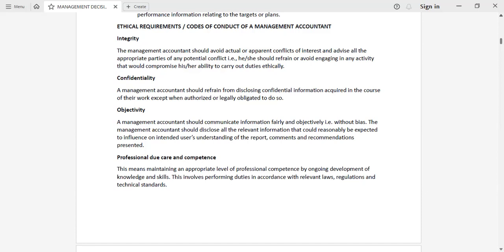Then the third one, we can look at objectivity. Objectivity is more of being fair, not being biased. The biasness is not there. So we are saying that a management accountant should communicate information fairly and objectively. In other words, the management accountant should communicate information without any bias.